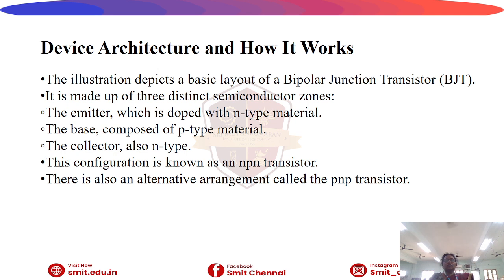Device architecture and how it works. The figure depicts a basic layout of a bipolar junction transistor. It is made of three distinct semiconductor zones: the emitter, doped with N-type material, the base, composed of P-type material, and the collector, also N-type like the emitter. This configuration is known as an NPN transistor. There is also an alternative arrangement called a PNP transistor.